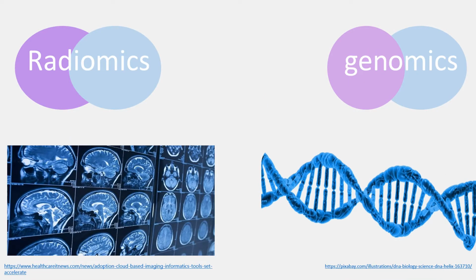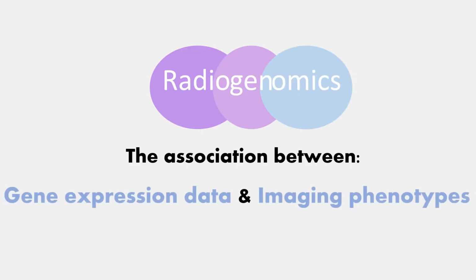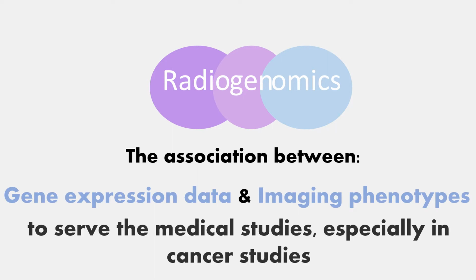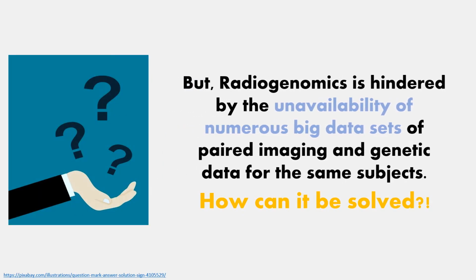From this background, radiogenomics has arisen, as it's a newly emerging field that integrates radiomic and genomic data to elucidate the association between gene expression data and imaging phenotypes to serve the medical studies, especially in cancer studies. Radiogenomics is a promising field, but it's hindered by the unavailability of numerous big data sets of paired imaging and genetic data for the same subjects that are crucial for training machine learning-based techniques utilized in the analysis pipelines of radiogenomics studies. This is a problem. How can it be solved?